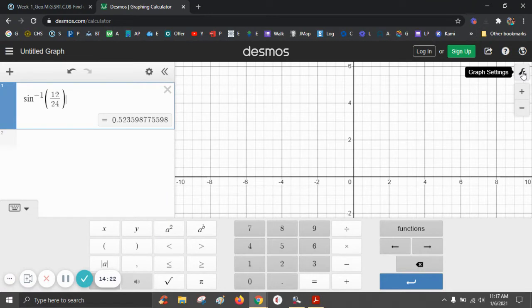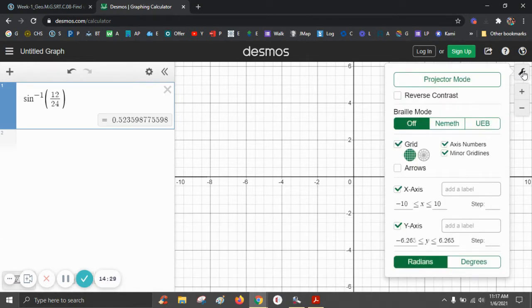Don't forget, every time when you log in or when you use the Desmos, go to the graph settings on the right top. Then here make sure that it is on degrees. By default it is on radians, and click on degrees. Now you see that here 30 degrees, right?